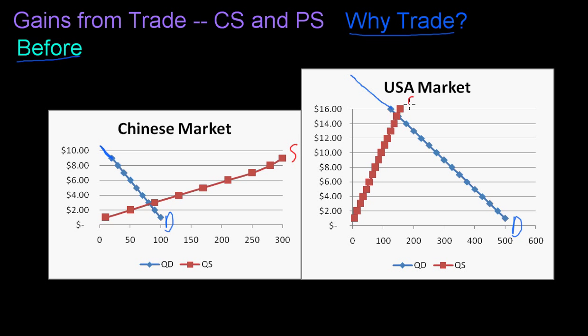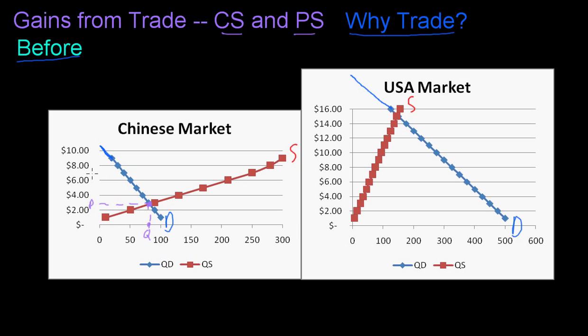And so I want to talk about consumer surplus and producer surplus before trade. So in the Chinese market, the equilibrium will be at about $3. It's not exactly $3 if I remember correctly, but that's close enough. So this will be the equilibrium price, and the equilibrium quantity looks around 75, but this will be the equilibrium quantity. I don't know exactly what it is, and for our purposes it doesn't matter this time.